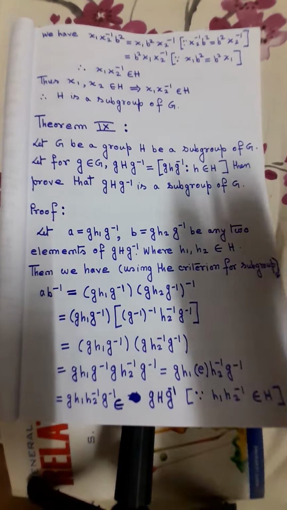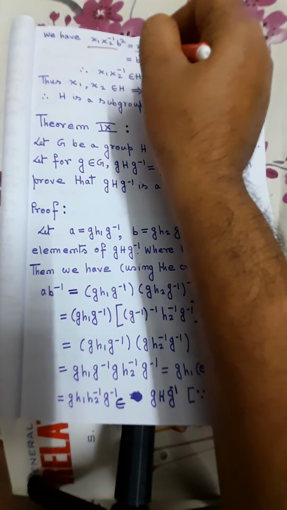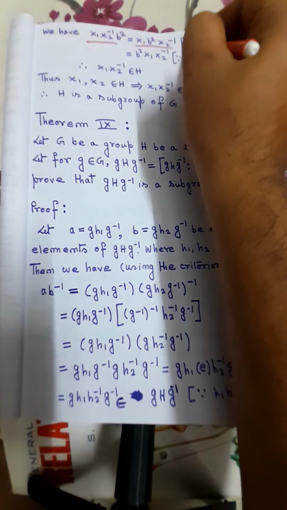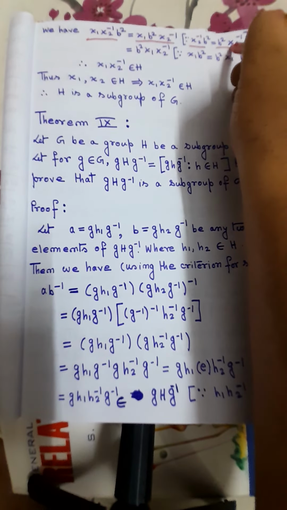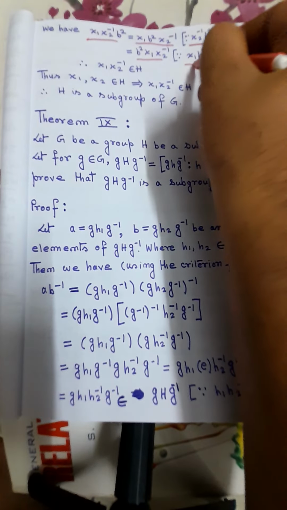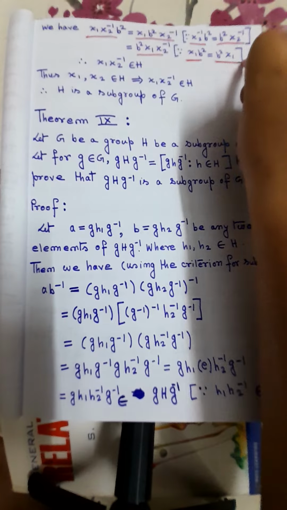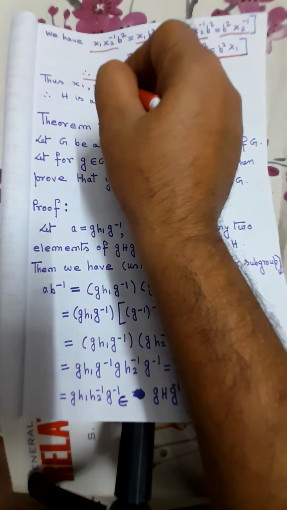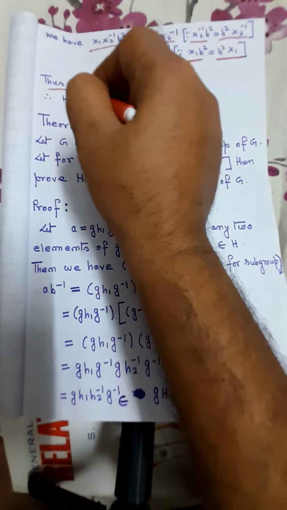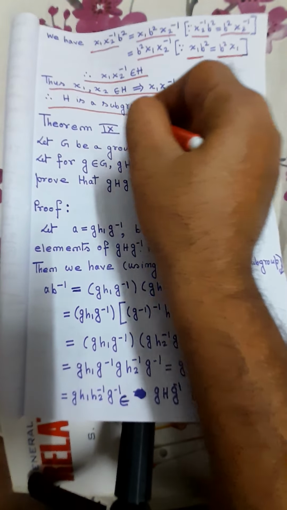We have x1 x2 inverse b square equal to x1 b square x2 inverse, since x2 inverse b square equal to b square x2 inverse, then b square x1 x2 inverse, since x1 b square equal to b square x1, that is x1 x2 inverse belongs to H. Thus x1 x2 belongs to H, x1 x2 inverse belongs to H, therefore H is a subgroup of G.